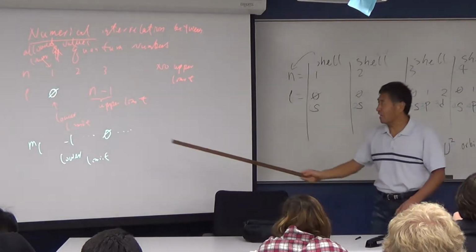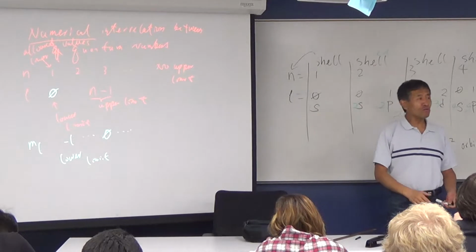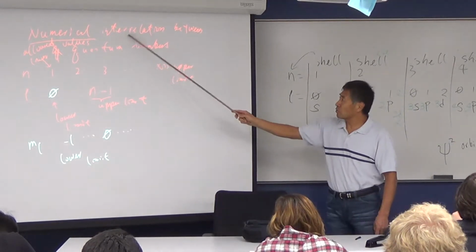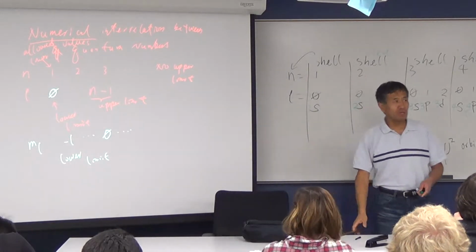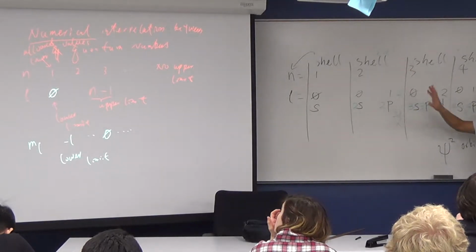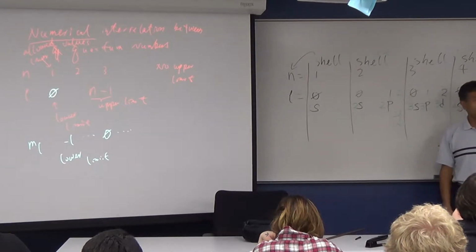Because our limit is n minus 1, you're kind of going back and forth. You think about the numerical interrelation between those numbers. Okay? So if you specify the shell or level, that means you tell me what your n is. Once you have the n, you have the upper limit for L.